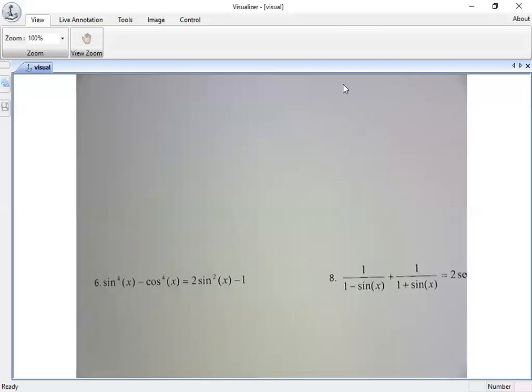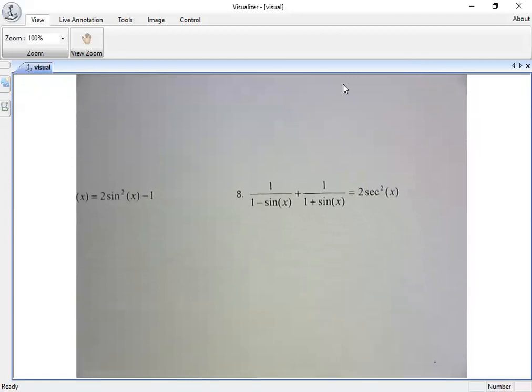Okay. So on number 8, you guys were working on this. We were supposed to verify these identities by trying to get the left side to look like the right. So remind me what we said might be a good way to start. When you look at this, which side would you want to start with? The left. And the reason is? That's right. We start with the side that looks more difficult.